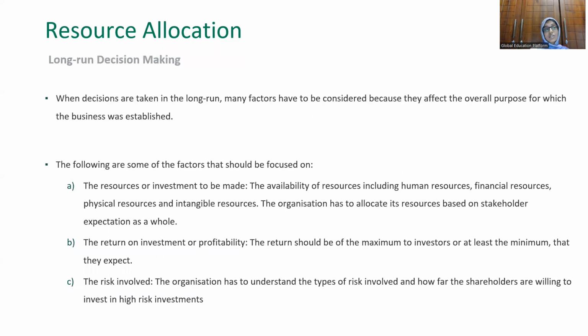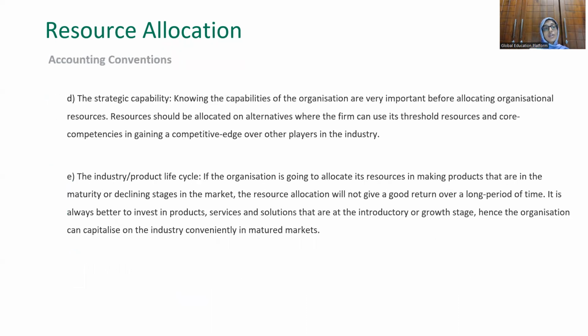Also, at last, I explained about long-run decision making, where we talked about a few factors such as the resource or investment to be made, the return on investment or profitability, the risk involved, and also the strategic capability as well as the industry product life cycle. So with that, we've completed the recap of today's lesson, and I'm hoping to continue with the budgeting and the remaining section in the next lesson.